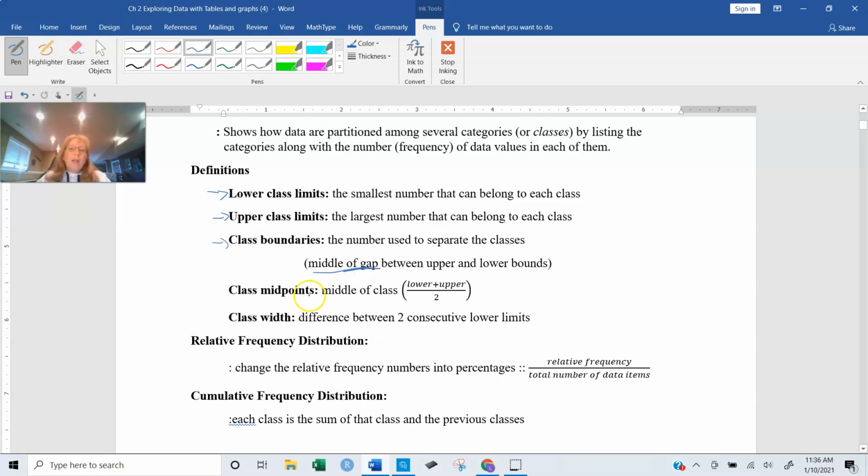The class midpoint is actually just the middle of the class itself. So we're taking the lower and the upper limits from above and dividing it by 2. It's just finding a midpoint. Class width is actually how long or wide they are.